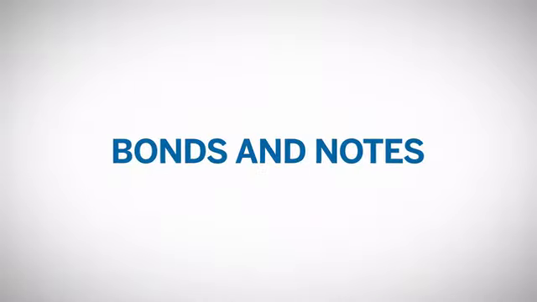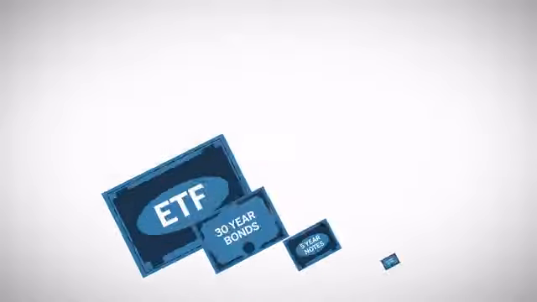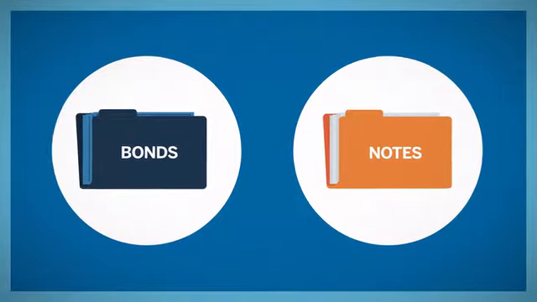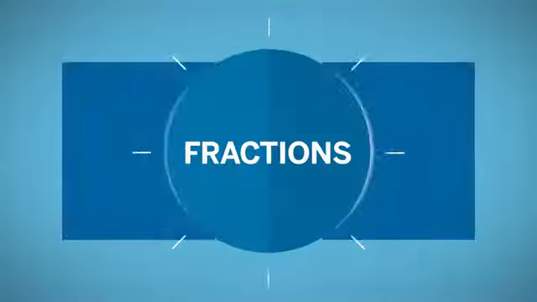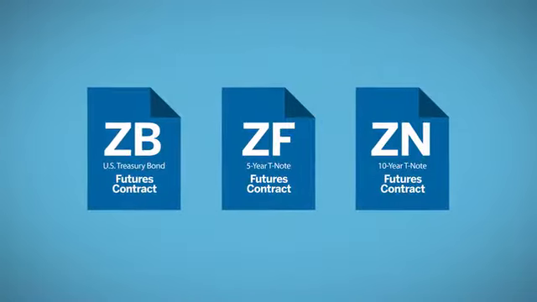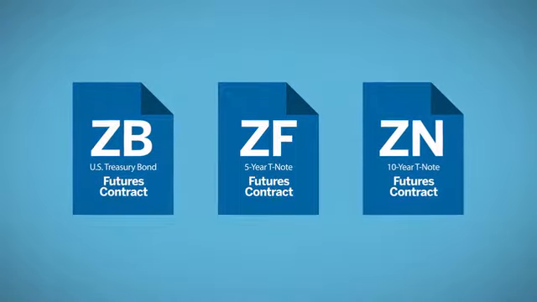At first glance, the futures pricing in the U.S. Treasury bonds and notes can look different than what you might be used to seeing in other futures contracts. Unlike most futures products, both notes and bonds are priced in fractions, not decimals. Let's discuss the pricing subtleties for the three more popular interest rate futures: the 30-year bonds, 5-year notes, and 10-year notes.